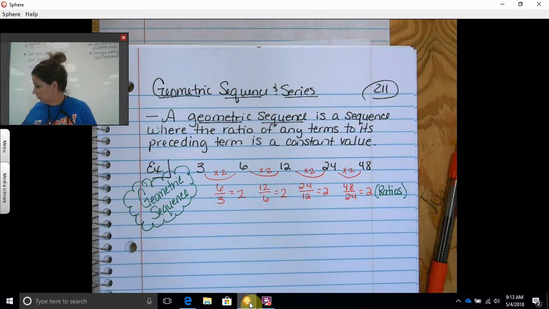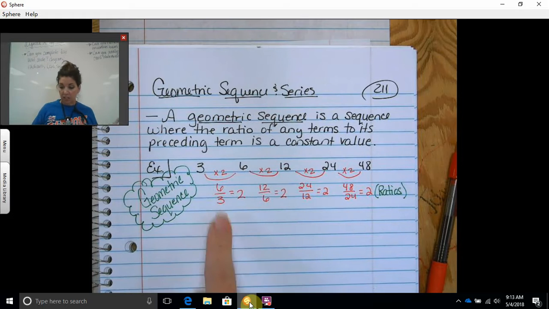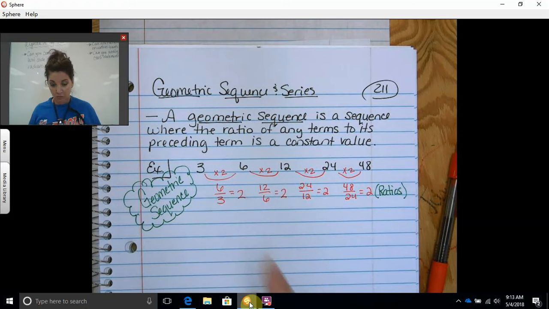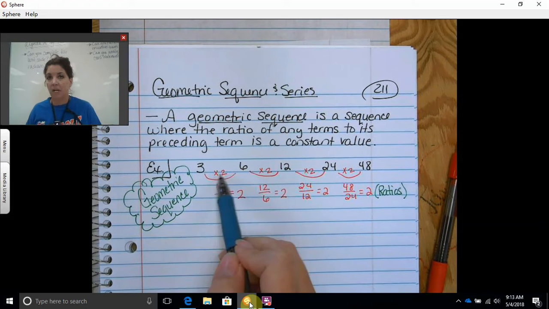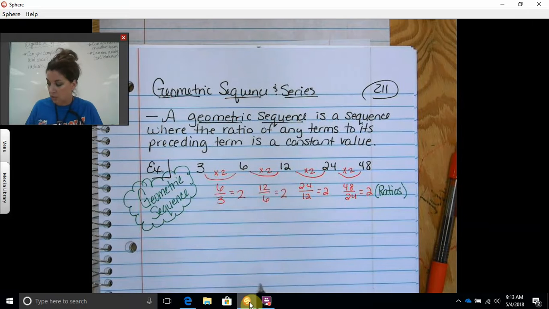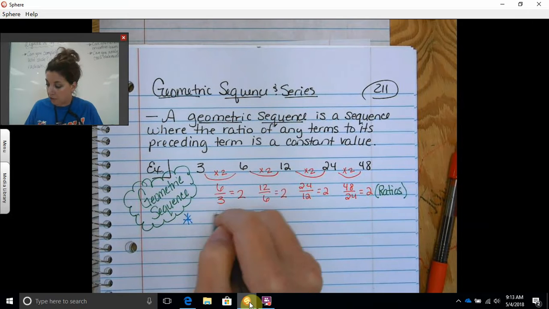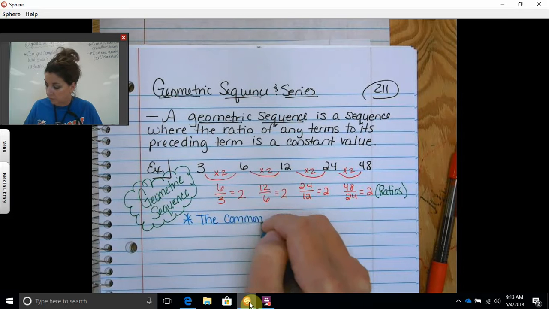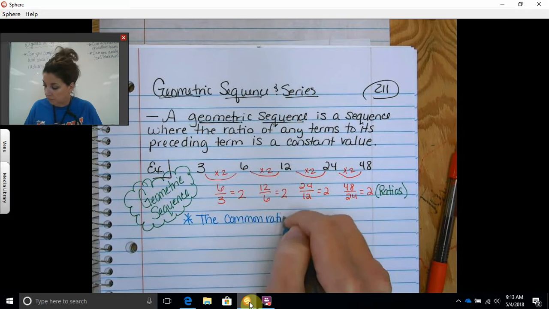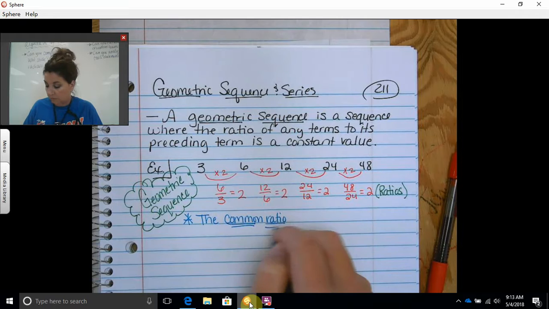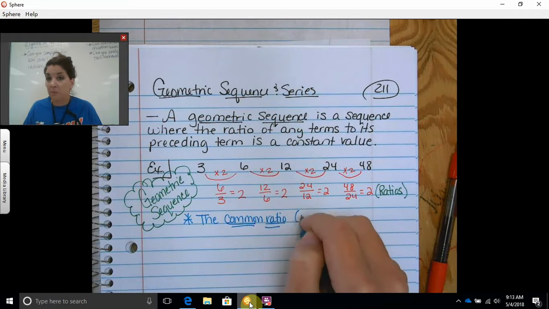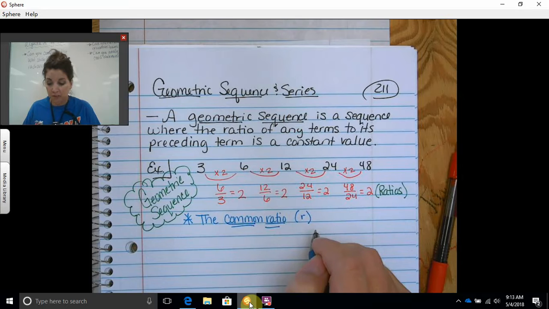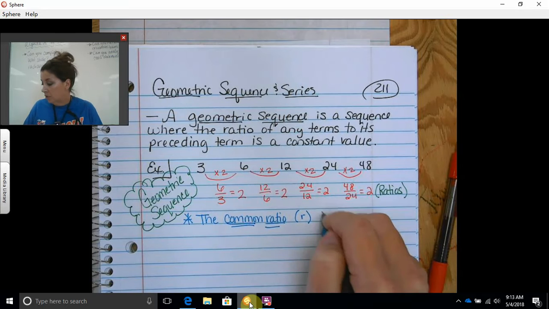So if you have to write the ratio out, would it be 2x? No, if I was writing the common ratio, we would say it is 2, not 2x. That's like times 2, times 2, times 2, okay? So the common ratio, and we call the variable r when we get to the formula, is 2.